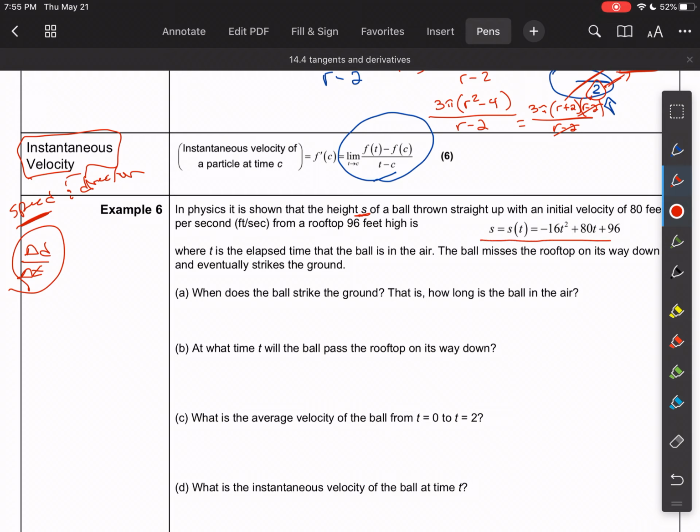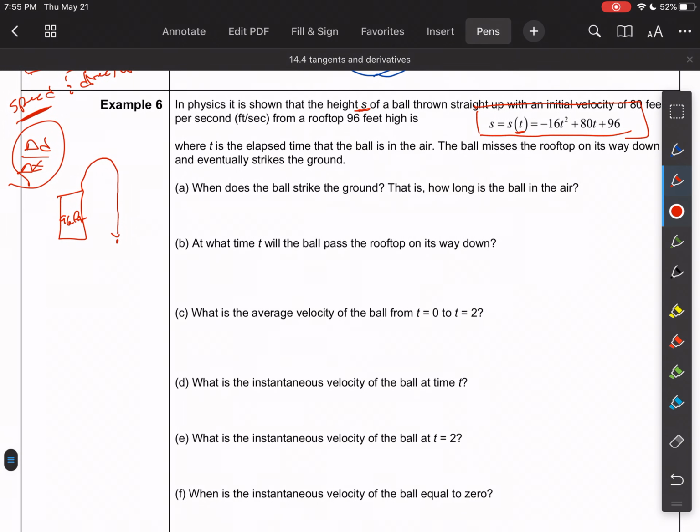The formula for this is S of t, so the height in regards to time t, is equal to negative 16 t squared plus 80t plus 96, where t is the elapsed time that the ball is in the air, and the ball misses the rooftop on its way down and eventually strikes the ground. So if you don't have a picture of that, we're on top of this 96-foot building. We throw something up, and then it comes down and hits the ground, right? So that's the scenario that we're running.